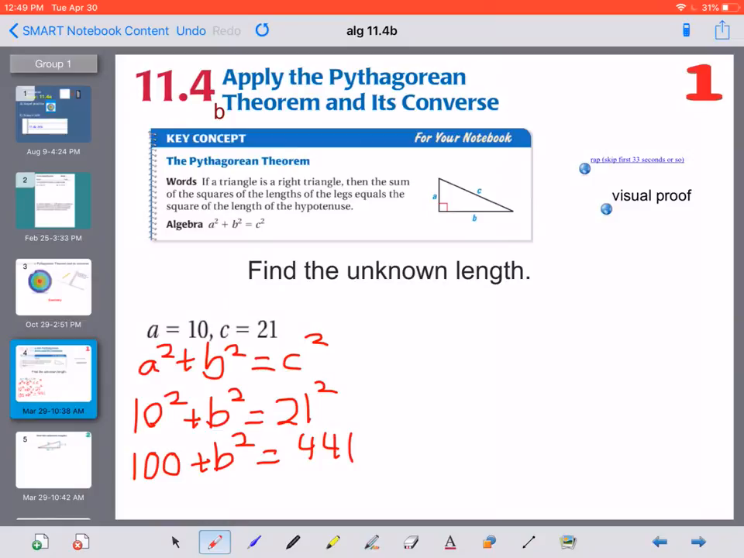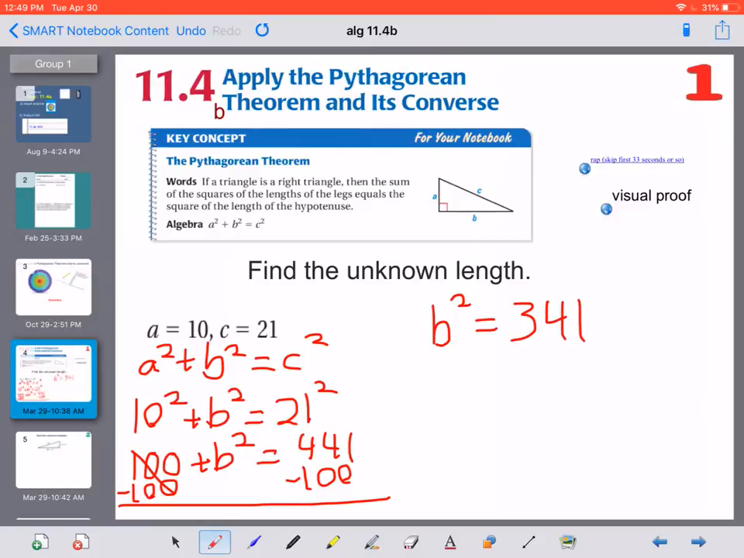So now we need to get b by itself, so what I'm going to do is subtract 100. So we get b squared is equal to 341. Finally, to get b by itself, we have to find the opposite of a square, which is a square root. So the square root of 341 is about 18.47. So if it's about, I'm not going to put an equal sign, I'm going to put an approximation sign.